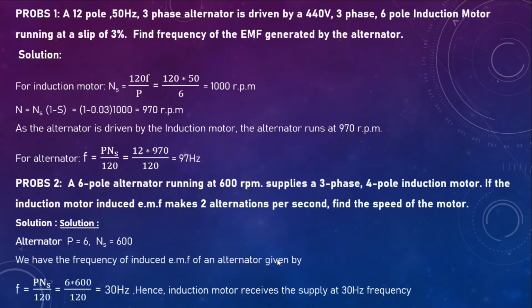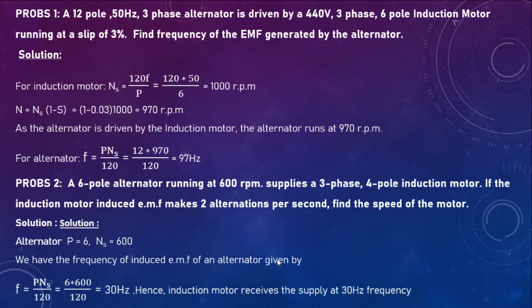We move on to problems. Problem number 1. A 12-pole 50 Hz 3-phase alternator is driven by 440 volt 3-phase 6-pole induction motor running at a slip of 3%. Find frequency of EMF generated by the alternator.